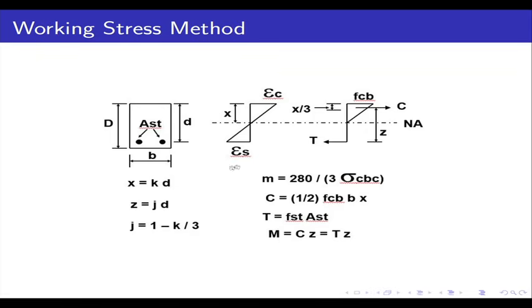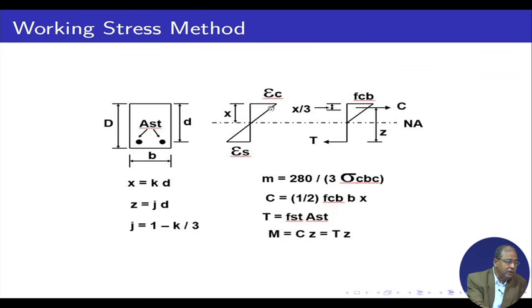So, first we are taking the working stress method, and this is a rectangular section where we have the area of steel. This is the neutral axis, and then we have the strain diagram. This is the fundamental first assumption, that plane sections remain plane before and after bending. If it is not a straight line, then it will not happen.